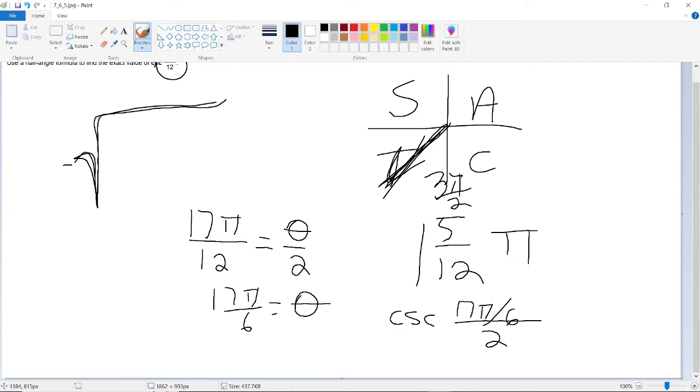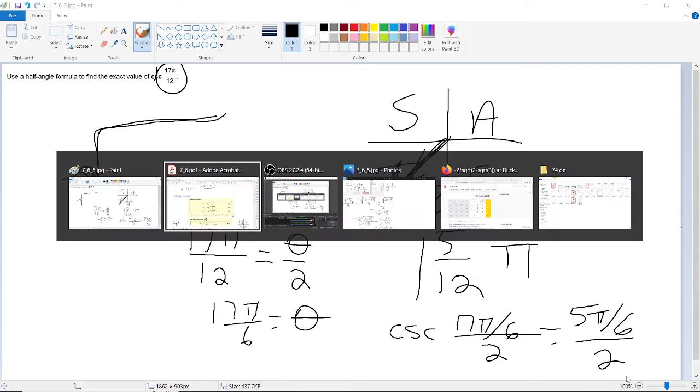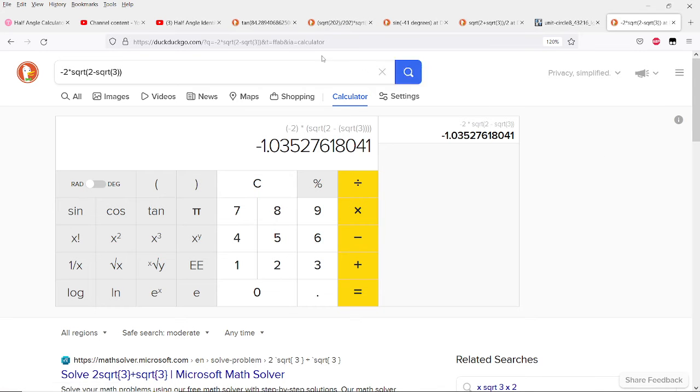And what is 17 pi over 6? Well, 6 times 2 is 12 and 5 left over. So it'll be the same as 5 pi over 6 over 2. So we'll do sine of 5 pi over 6 over 2. It has to be negative because the original angle was in the third quadrant. So the unit circle, I believe, gives us 5 pi over 6.